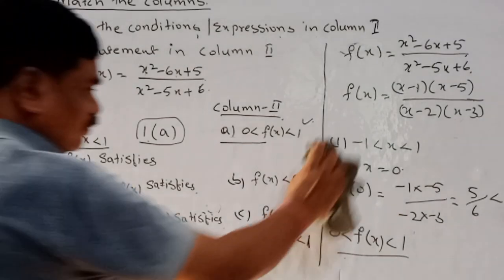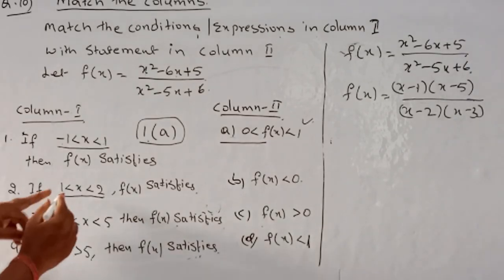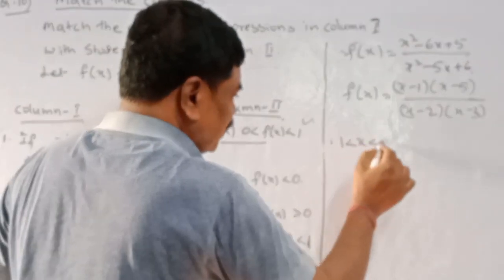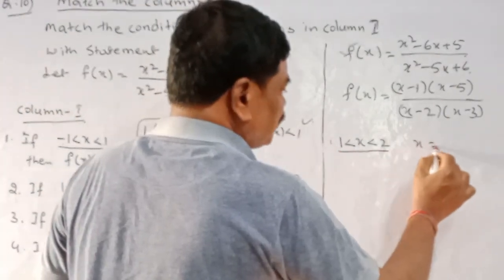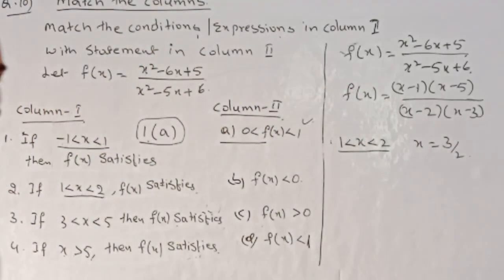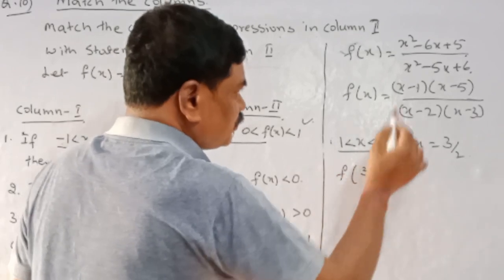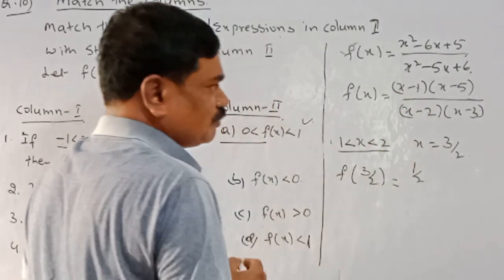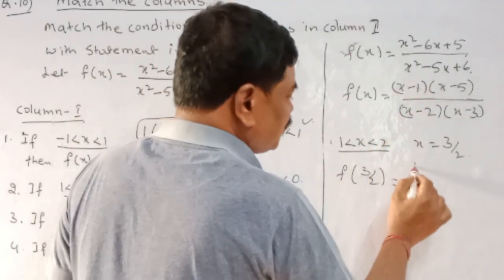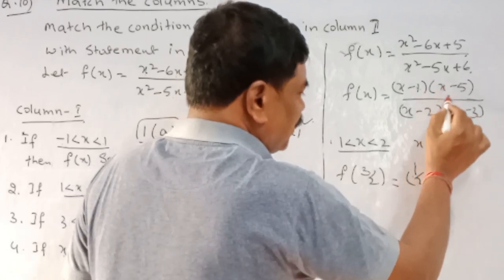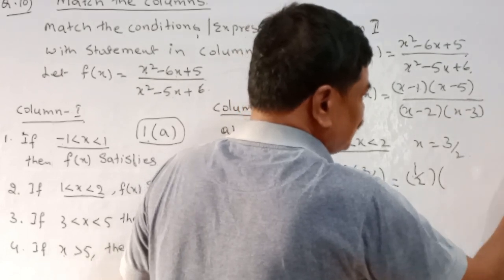Then you go for the second one. Second one is 1 less than x is less than 2, f of x satisfies. In between, you take x is equal to 3 by 2. Then f of 3 by 2 is equal to 3 by 2 minus 1, 1 by 2, and 3 by 2 minus 5. LCM is 2.